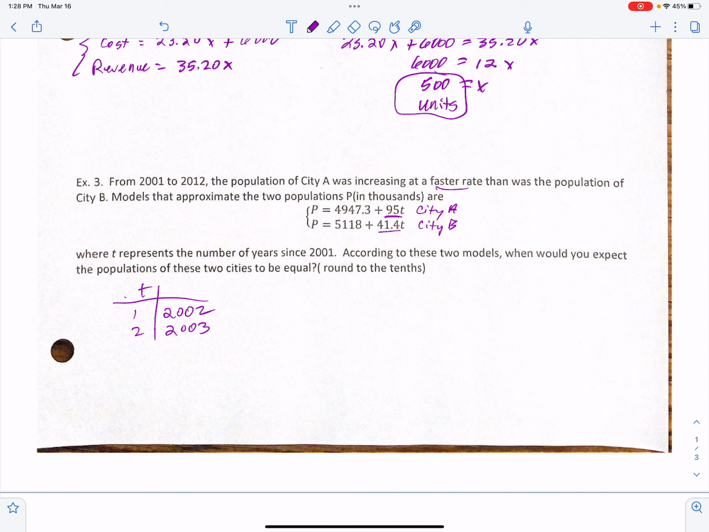Be just a little careful on that one. So according to these two models, when would you expect the populations of these to be equal? Well, this is your system. And they're both equal to populations in thousands, so you just end up setting them equal to each other and solving for time.